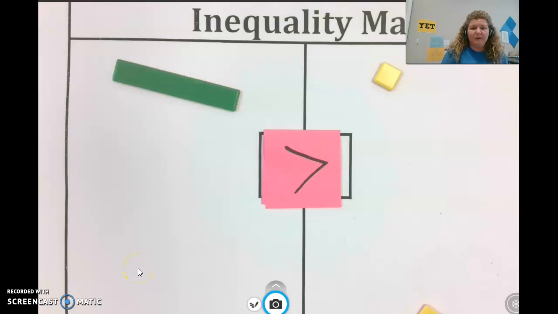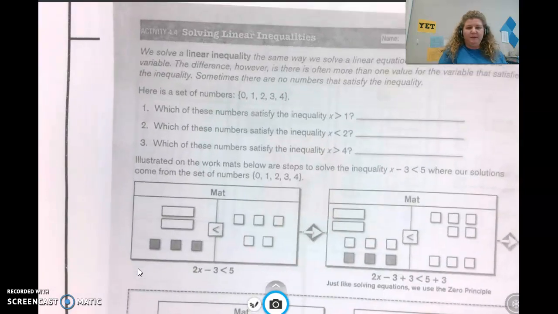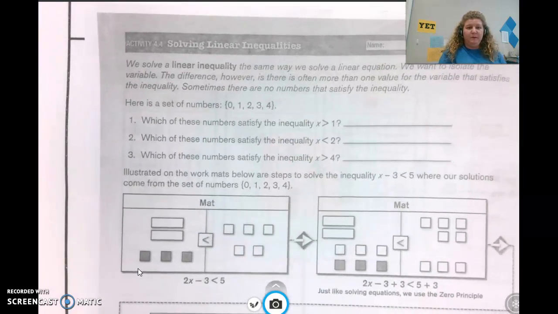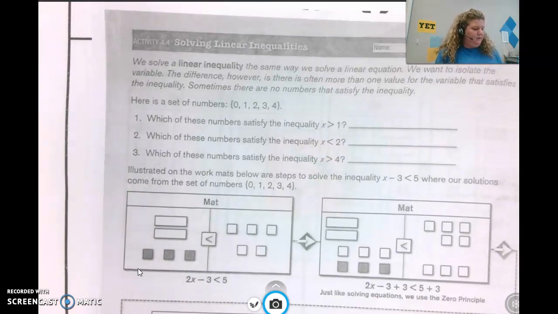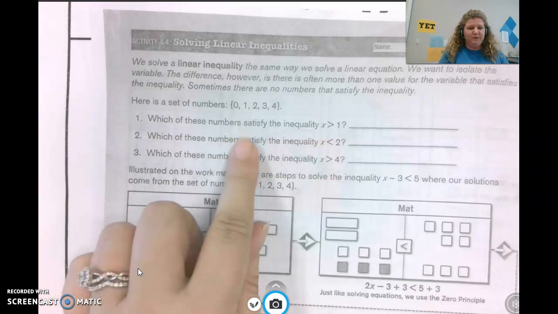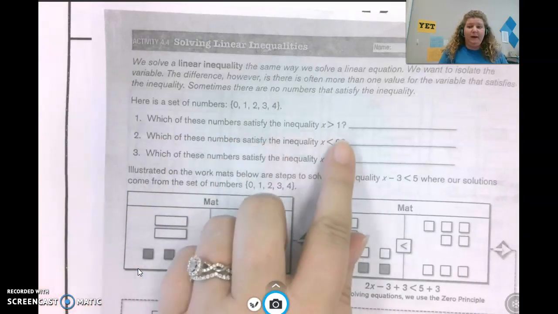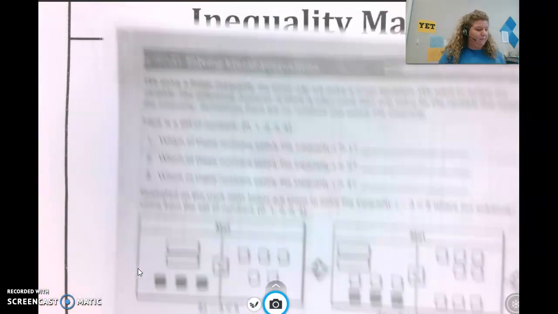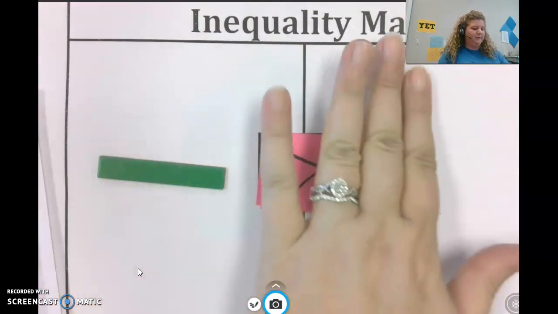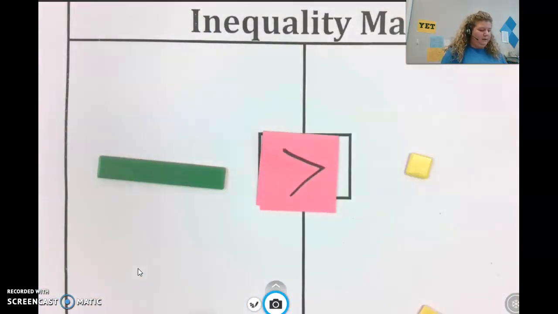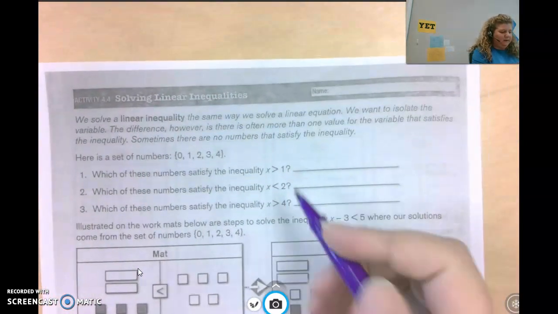Hi, today we are going to go over the problem sets from the linear inequalities algebra tiles activity. So the first question was, which of these numbers satisfies the inequality x is greater than 1? So I've set that up, x is greater than 1. Really, you don't need algebra tiles for this. You could just think about it.